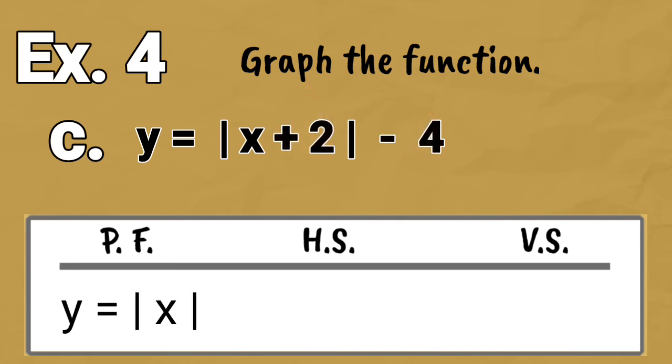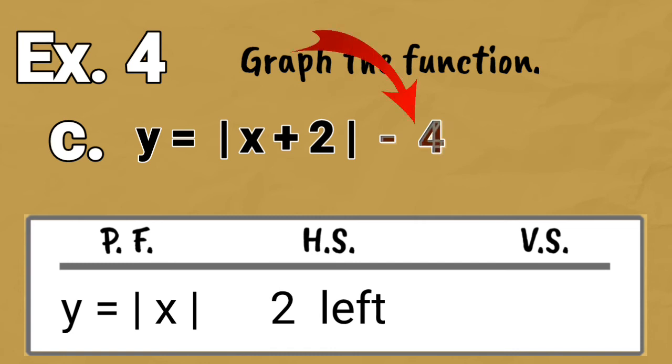Next, we look for a number that's with the x being added or subtracted. Here we have a 2 that's being added. So our horizontal shift will be 2 units to the left. Now we look on the outside of the function. We have a 4 that's being subtracted. So our vertical shift will be 4 units down.